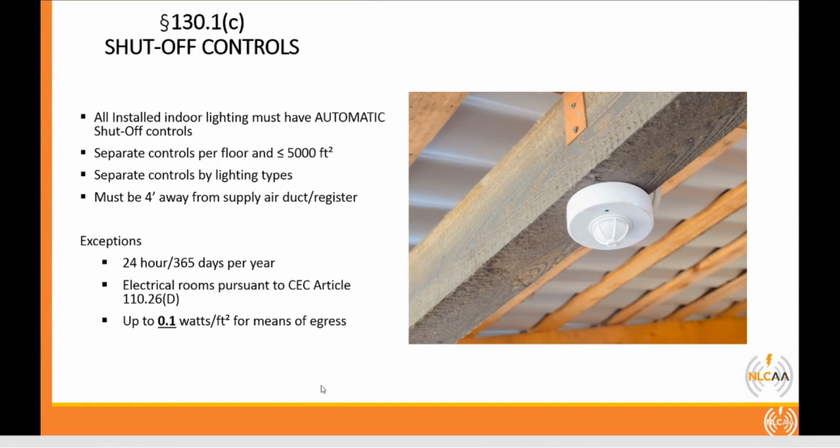Okay, third mandatory requirement, shut off controls. This is actually a big one, a very, very important mandatory requirement. So pretty much every installed indoor lighting must have automatic shut off controls. So how do we do that? Well, it could be through means of occupant sensing technology, occupant sensing devices, I should say. Time clock, building automation, these are ways we can automatically shut off lights.